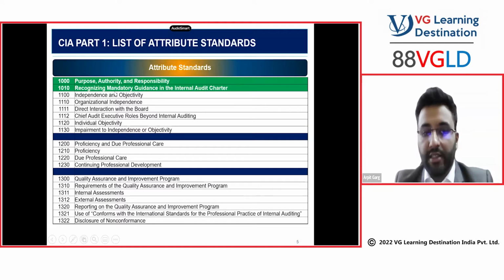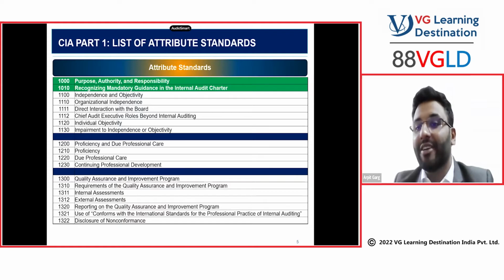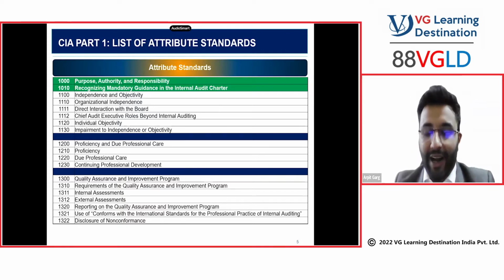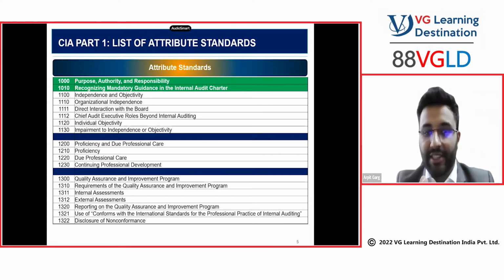Into attribute standards. Now just read this out. What are the different attribute standards? These are total 19. And I'll tell you the beauty of these 19 attribute standards. All of these 19 attribute standards gets covered in only unit 1 and unit 2 of the CIA part 1. So are you getting it what I'm trying to say? Only the unit 1, unit 2, which we are going to cover, the first 2 units of the part 1, all 19 attribute standards gets covered in that.